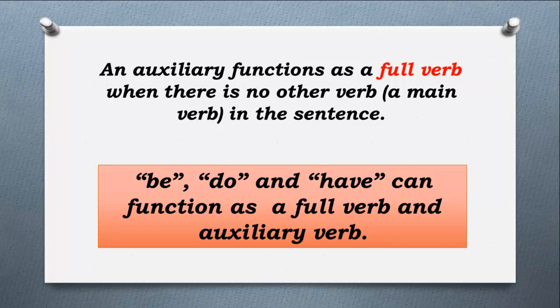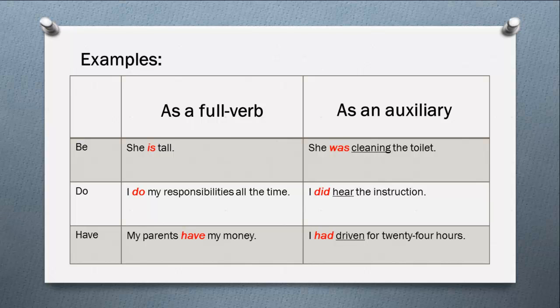An auxiliary functions as a full verb when there is no other verb or a main verb in the sentence. Be, do, and have verbs can function as a full verb and as an auxiliary verb. Examples: she is tall. Is is a be verb, and in this sentence, it functions as a full verb. There is no other verb in the sentence.